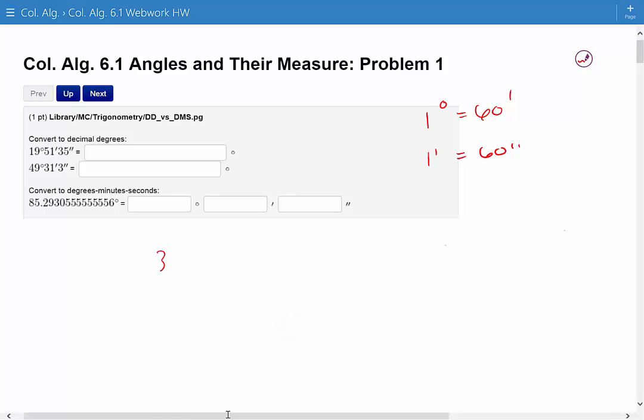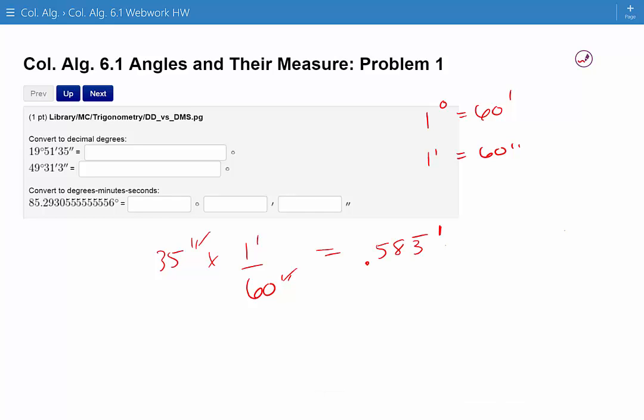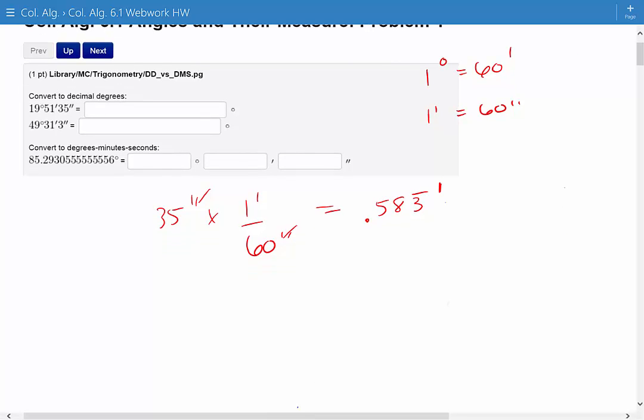So what you want to do is start with this 35 seconds, and multiply it by the conversion between seconds and minutes. So you're going to multiply by 1 minute over 60 seconds so that these cancel. That gives me 0.583 repeating minutes. Now I can add that to the existing 51 minutes. Now I have 51.583 repeating minutes.